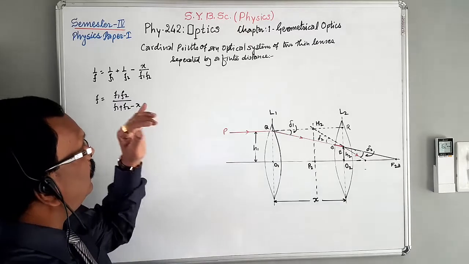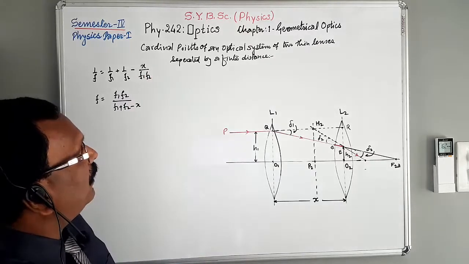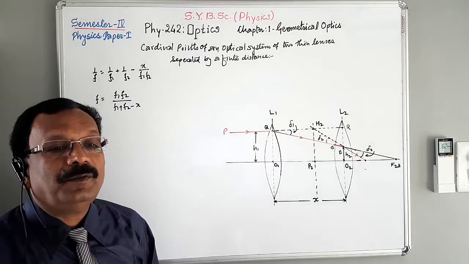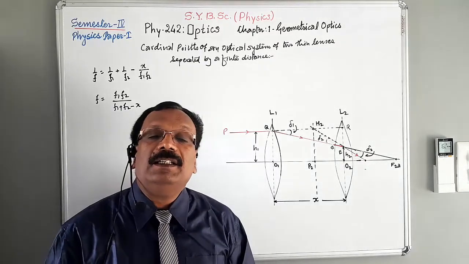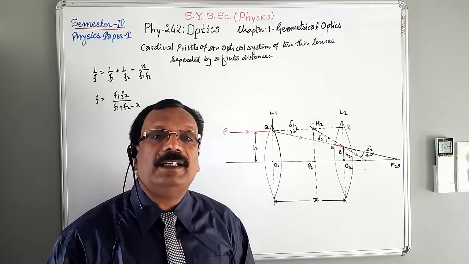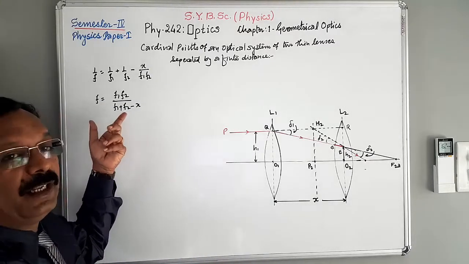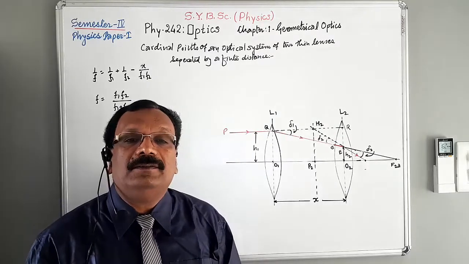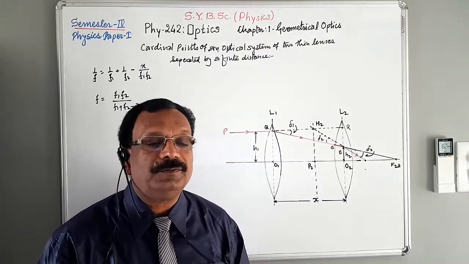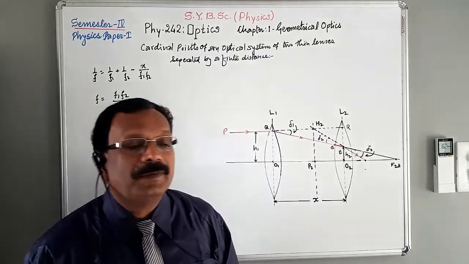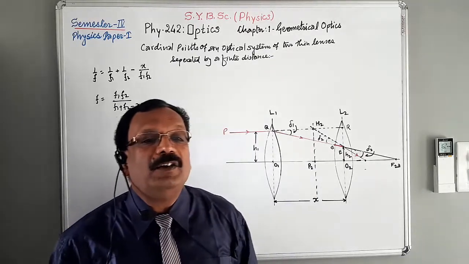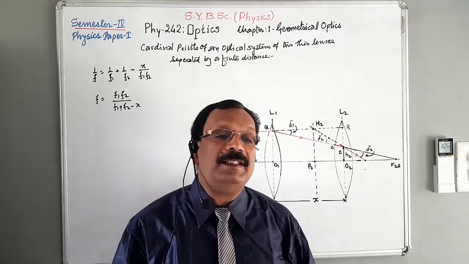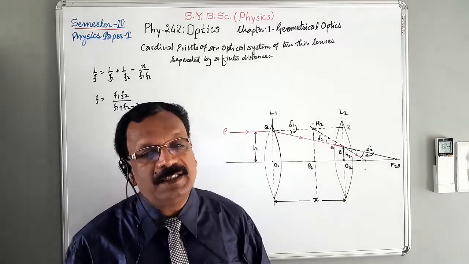When we are going to show the position of cardinal points for an optical system of 2 thin lenses separated by a finite distance, at that time we will require this formula, and hence I am reminding you that this was already obtained in the previous lecture. So here I can say that we already obtained an expression for the equivalent focal length of the system of 2 lenses separated by some finite distance.